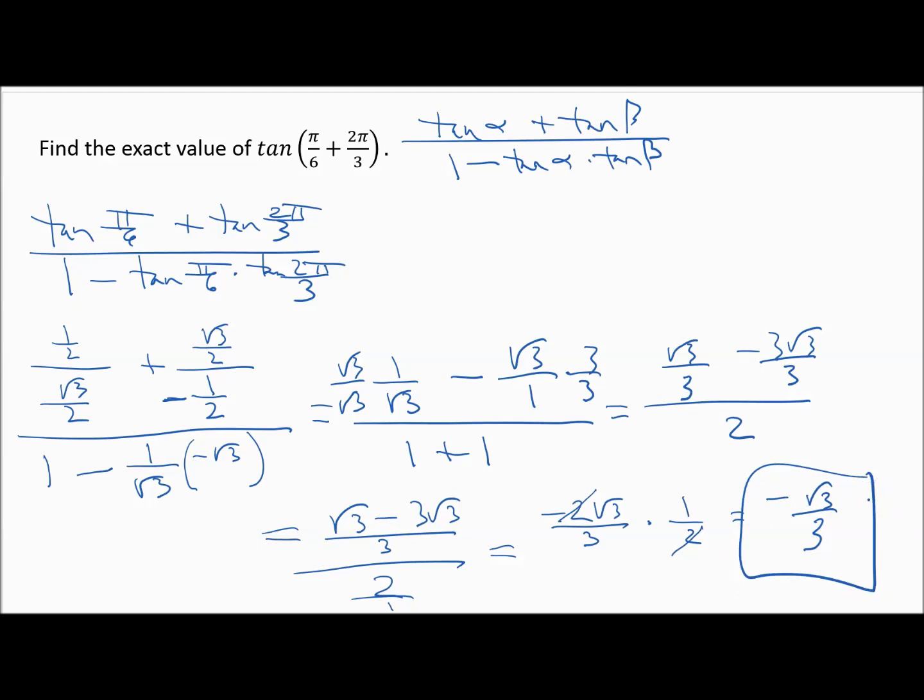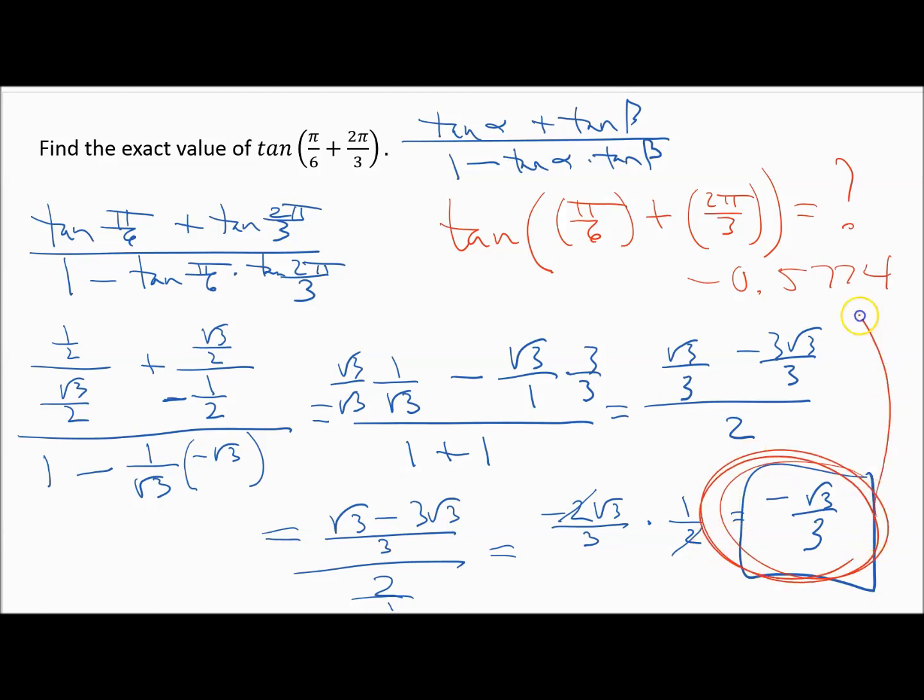And to me, that looks like one of those regular old values on the unit circle. But how could you check yourself? Plug this in the calculator. Go in radian mode. Let's do that in red. In radian mode, I'm going to type in the tangent with parentheses of pi over 6 plus 2 pi over 3 and see what I get. When I type that in, I get negative 0.577 rounded to 4. And when I type this in, I also get negative 0.5774. So that means my exact answer is correct.